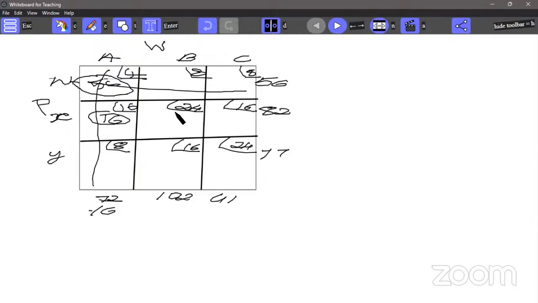Then how much of the supply is left over? 82 minus 16 is 66. Which cell should I come to later? XB. How much can I allocate there? 66. Allocate 66.